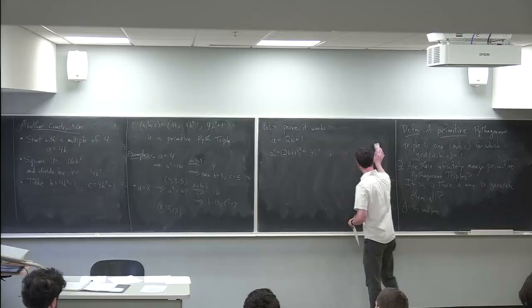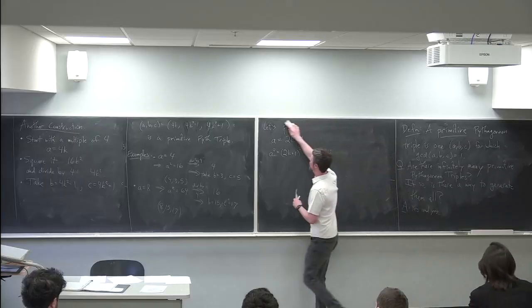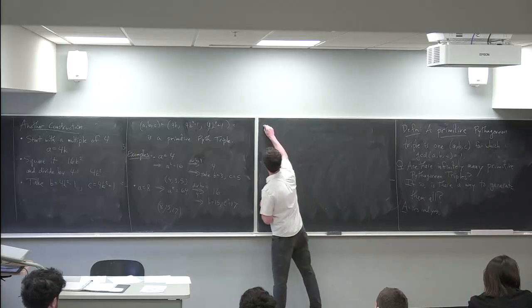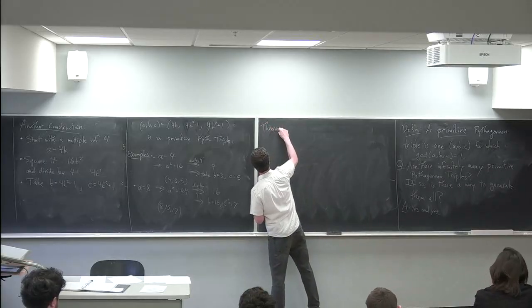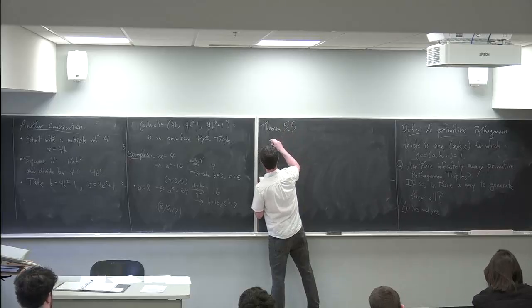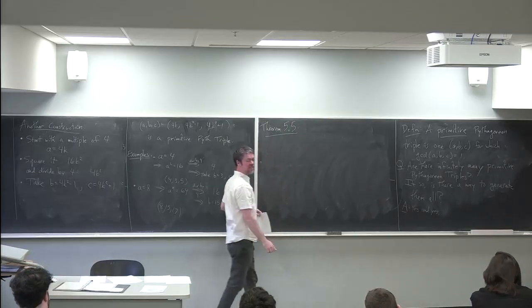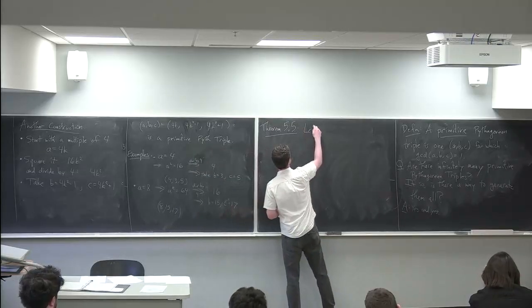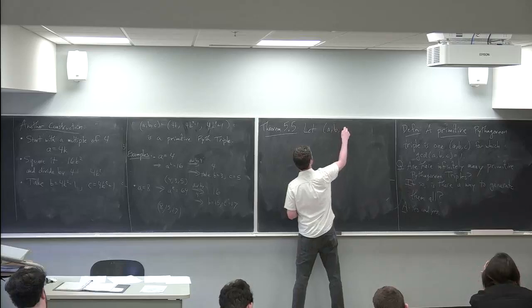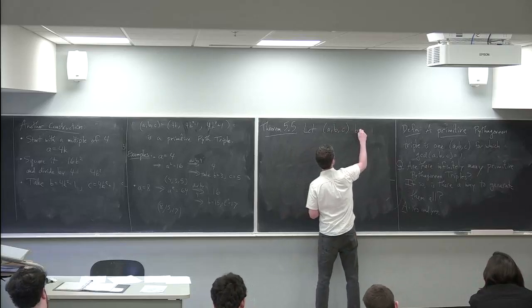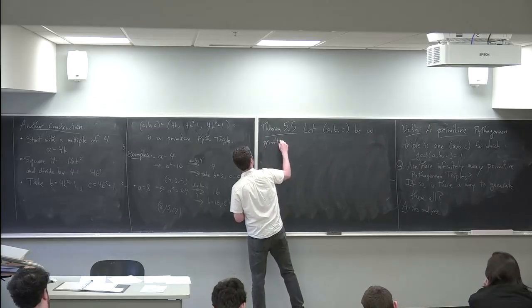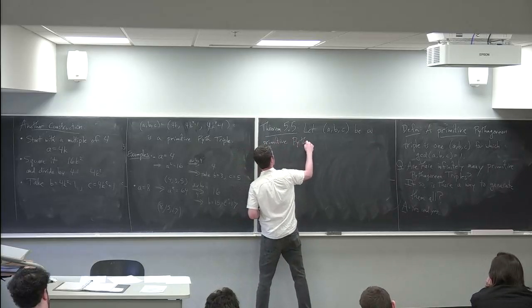But I'll tell you the theorem now, and then we can apply it a little bit in whatever moments we have left. So here's the main theorem of the section, which is the classification of all primitive Pythagorean triples. So suppose ABC, let's let this be a primitive Pythagorean triple.